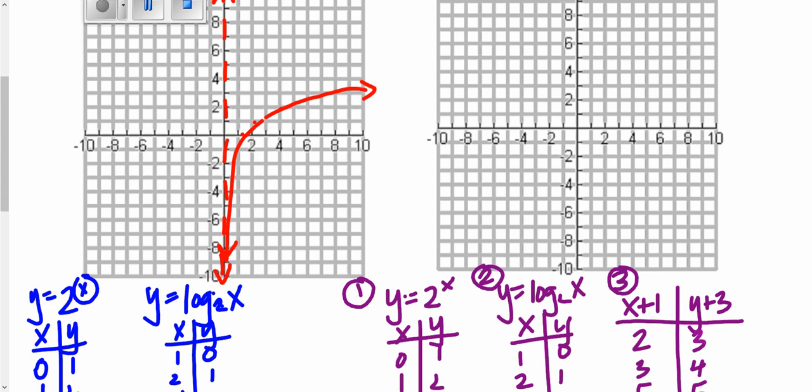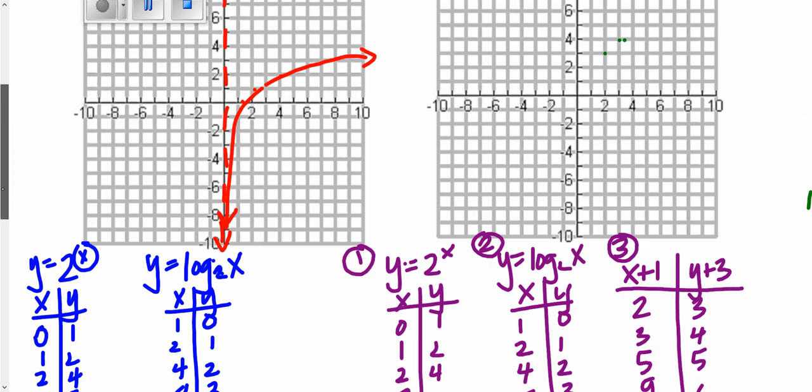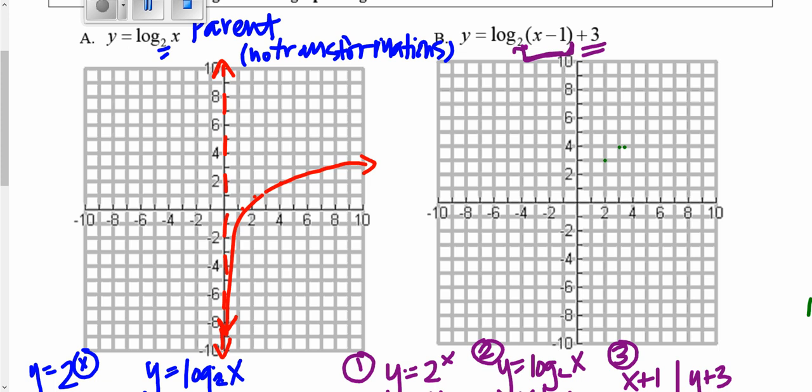So we have 2, 3, we have 3, 4, we have 5, 5, and 9, 6. Now our vertical asymptote does shift. It actually follows whatever your x's are doing. So remember your x's were going plus 1 because it's doing the opposite. So I'm going to move this over to positive 1. And then the shape remains the same as we saw in the last problem. So it curves, hits those points, and then goes down that vertical asymptote.